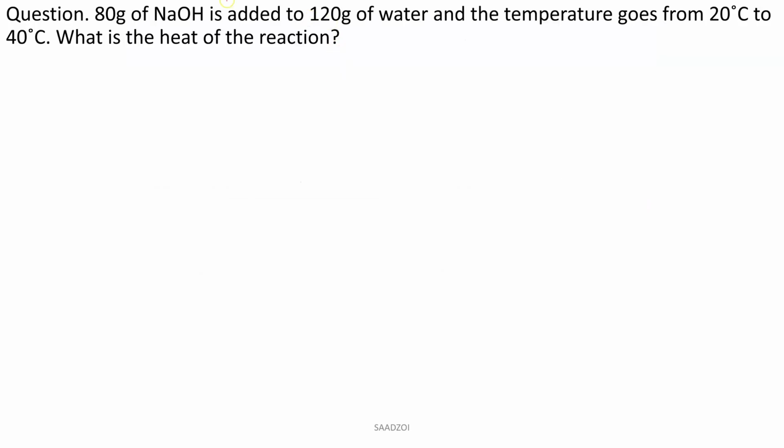Another example. So you have 80 grams of water, 80 grams of NaOH and 120 grams of water. So what's your total mass in the situation? 200 grams. You have to add the masses together, right? That's what we typically do. So we have 80 plus 120, that's 200 grams. Temperature is going from 20, that's Ti, to that, Tf.